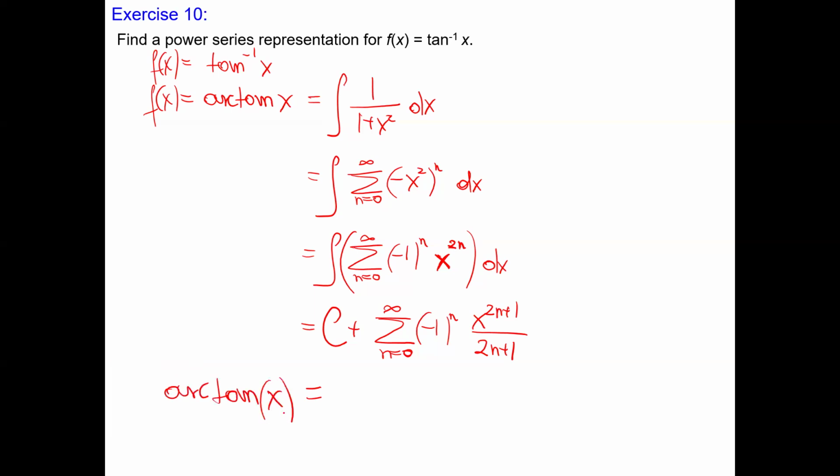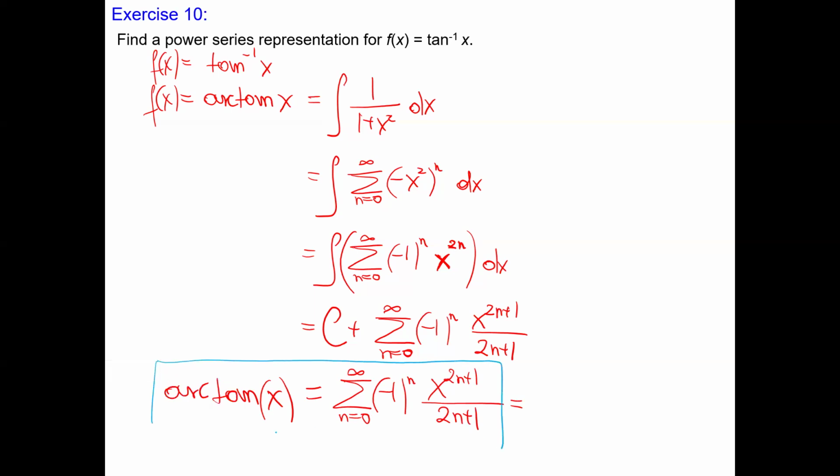Arctangent of x, without the constant. That means the power series representation is negative 1 to the n alternation, x to the power of 2n plus 1, over 2n plus 1. That's quite an important formula. We will need this. We need all of them, but this one is quite helpful. Arctangent of x can be rewritten as a polynomial.